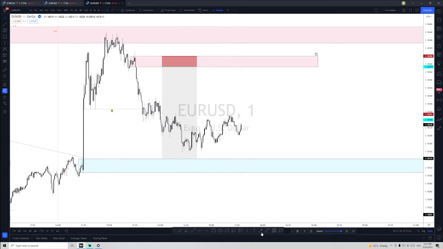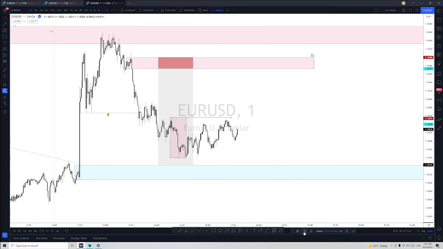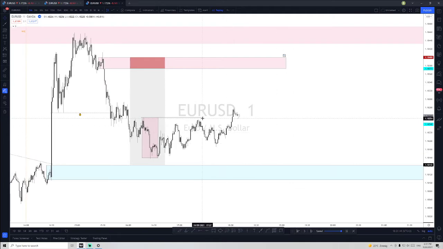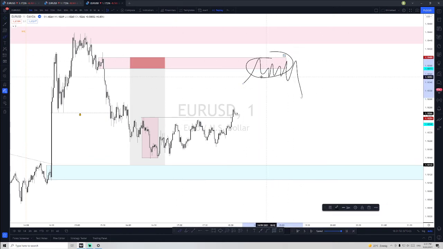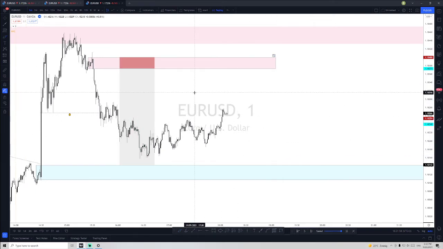This is our structure point though. Now you can see that structure point being broken. All right. Now for me, I personally would like to see something like this happen in here before we sell off now, because we are bullish.